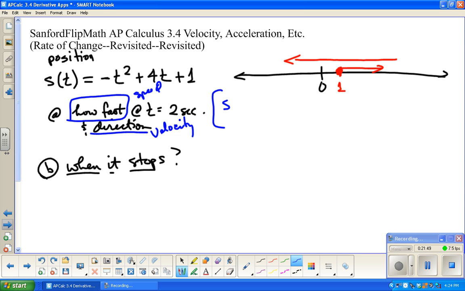Okay, so I need to do s prime. Now this s again just means position. Where is it located? All right, so 2 times negative 1, so it's negative 2 t to the subtract 1 from that exponent, to the 1, plus 1 times 4 is 4 t to the 0, done. And again, the derivative of 1 is 0. Derivative of any constant is 0.